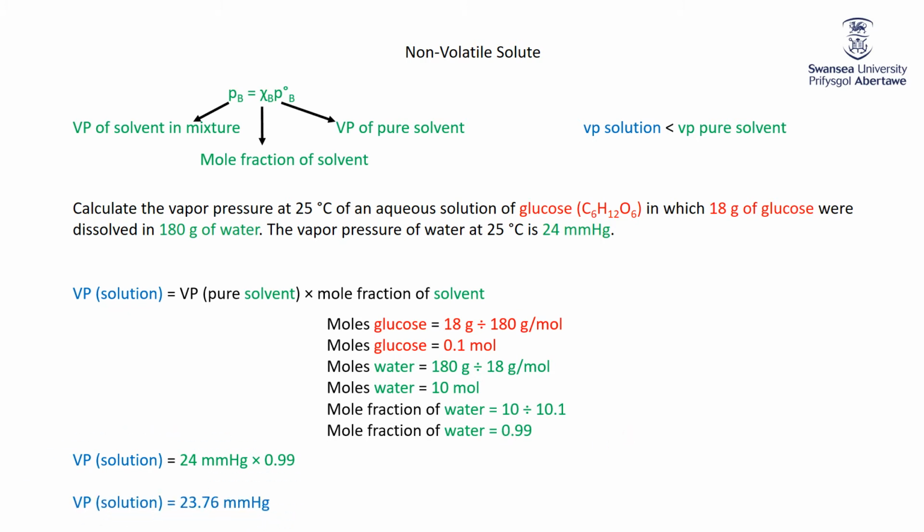So the vapor pressure of this solution is just a little bit less, but the point is it's less because those solute particles are getting in the way. And indeed, it's 99% of what it would have been because 1% of the surface particles are going to be solute particles in this particular case.